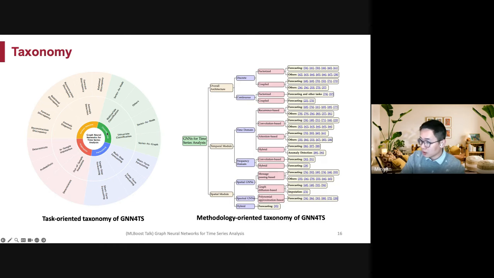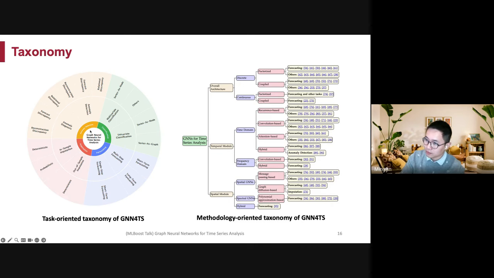But as I mentioned earlier, we can also do classification, right? You can do multivariate or univariate, and several methodologies can be used, like we just talked about series as node, and we can also do series as graph. We'll discuss this later as well. So that's about classification.